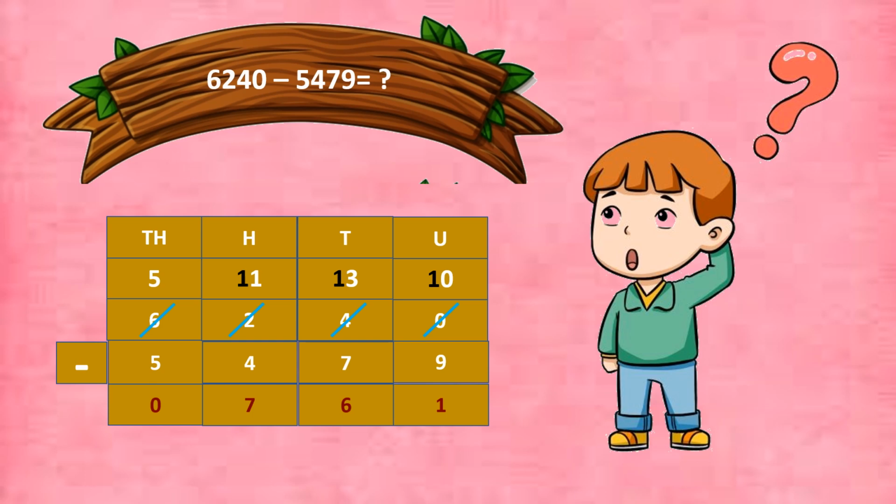So in the hundreds place, we now have 1100 minus 400. So 11 minus 4 gives us 7. And in the thousands place, we have 5. 5 minus 5 gives us 0. And so our answer is 761. Wasn't that easy?